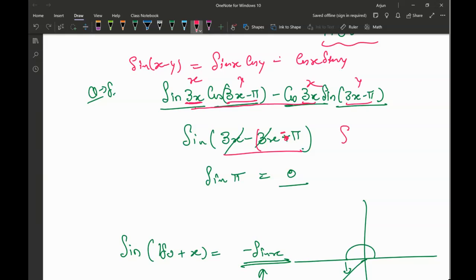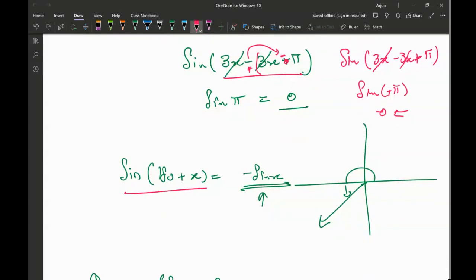Once you open this, it is going to become sine 3x minus, and the minus will distribute itself here also, minus 3x minus pi. So these two cancel out. Sine of minus pi will be 0. All right, this minus minus will actually become plus. So this is plus pi.